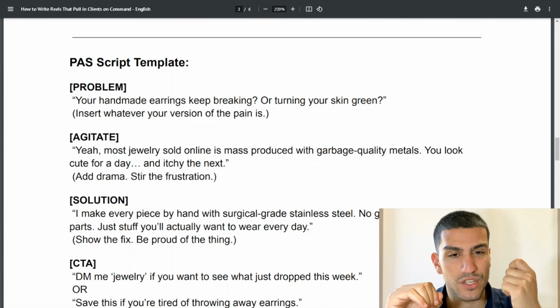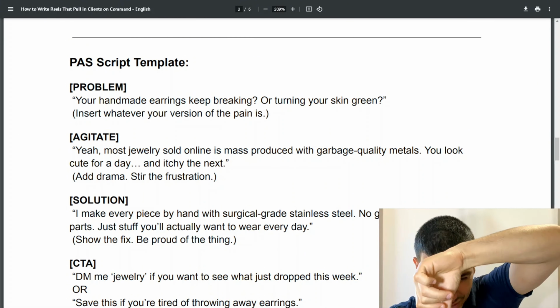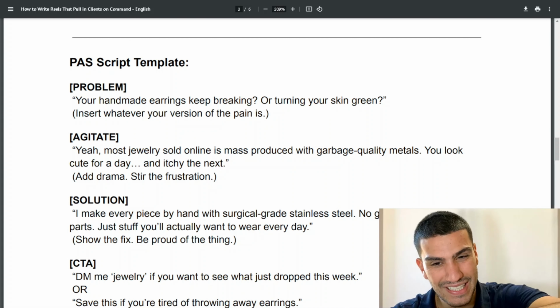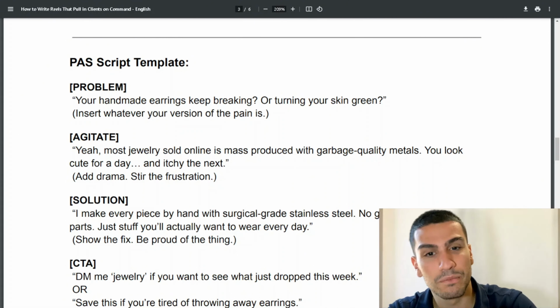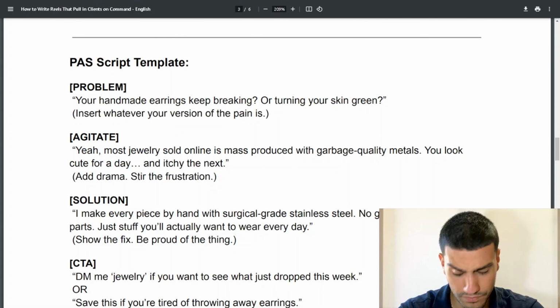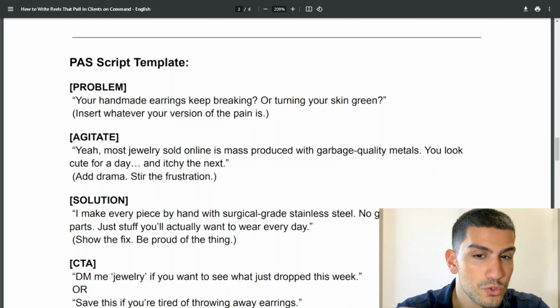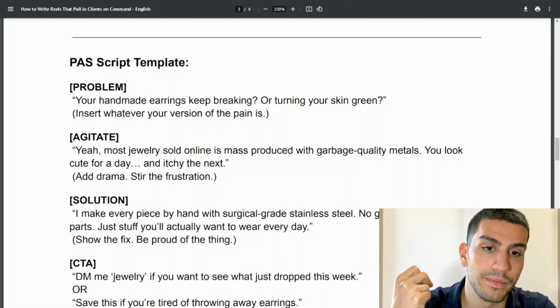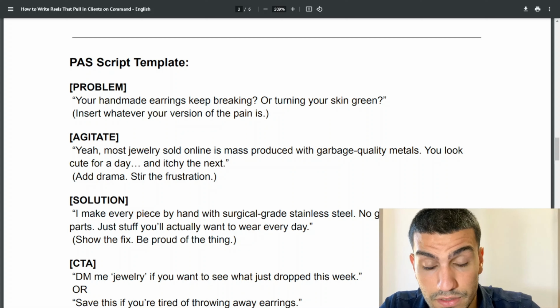Agitation, it's like someone having bruises and you're putting your fingers on it and twisting it, like someone has pain in some area and then you're putting your fingers and inflicting more pain on it. Anyway, a good script for that would be something like, most jewelry sold online is mass produced with garbage quality metals. You look cute for a day and itchy for the next.